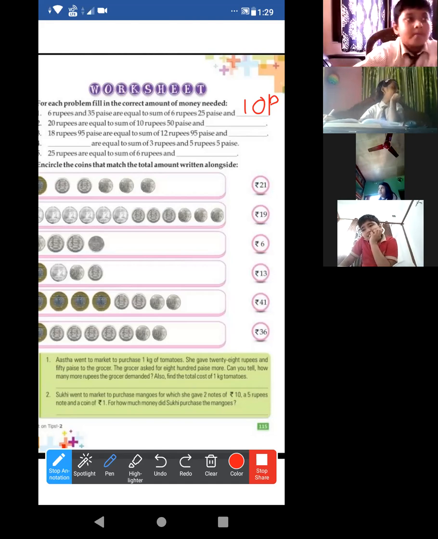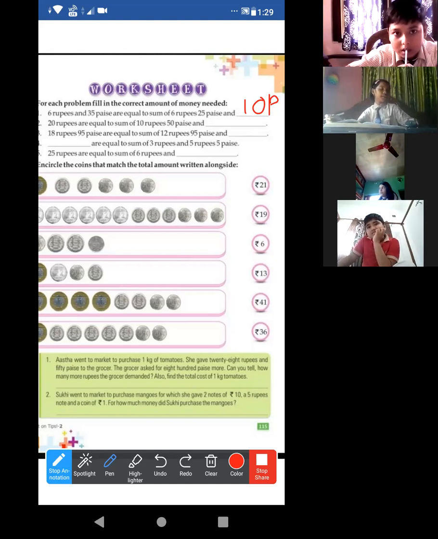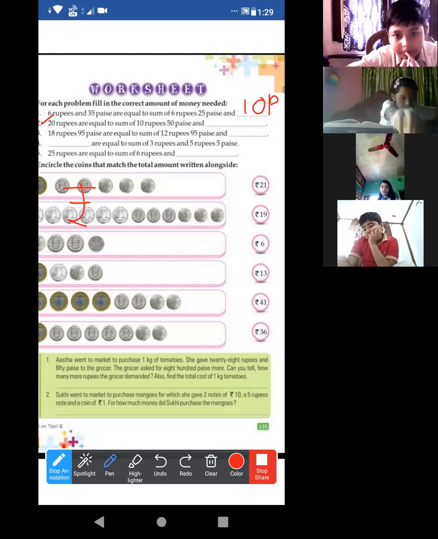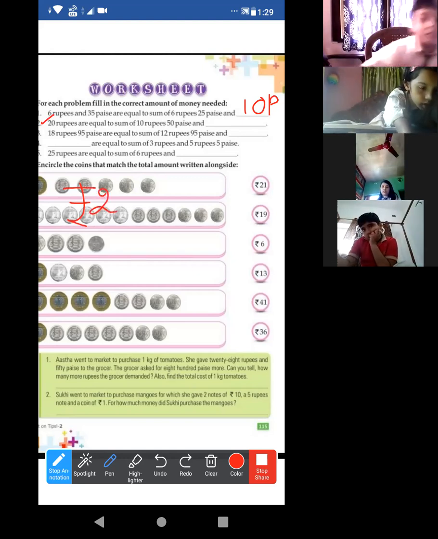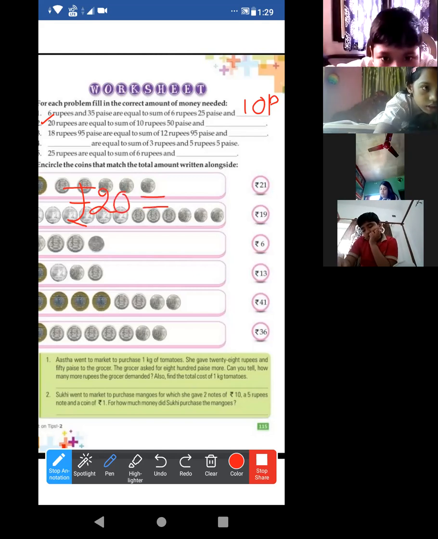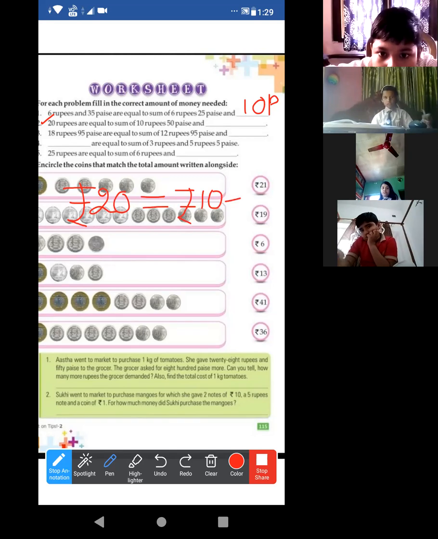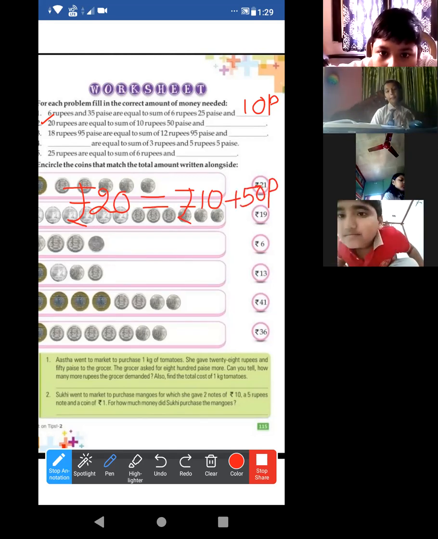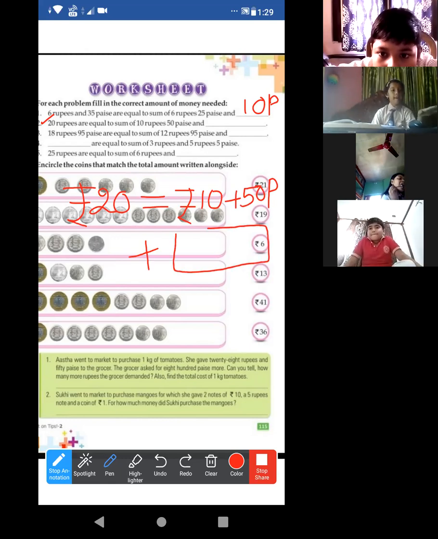Done. Now the next one. 20 rupees are equal to the sum of 10 rupees 50 paise and dash. Look, the second one I am making you understand. 20 rupees is equal to the sum of 10 rupees plus 50 paise. Acha, now look at this. Plus what will be there?